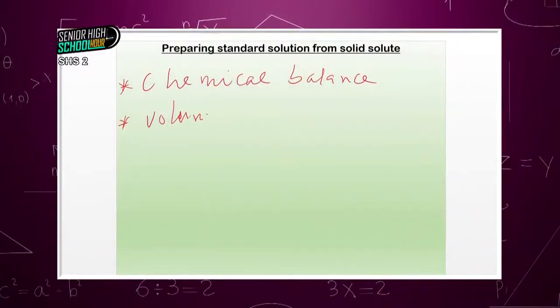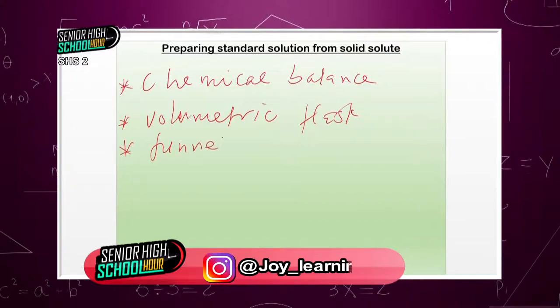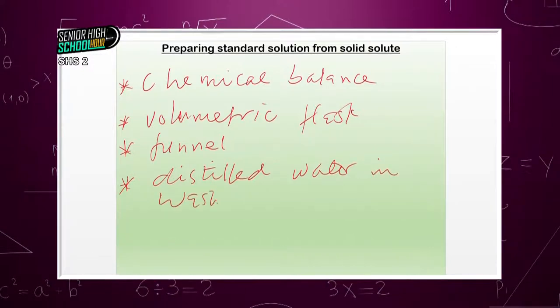Yes. So I have that. I have volumetric flask. I have my funnel. I have my distilled water in wash bottle. What else do I need? I need my balance, and the beaker for weighing.